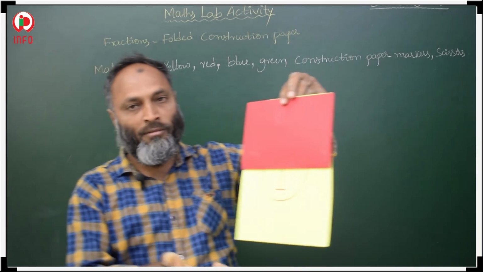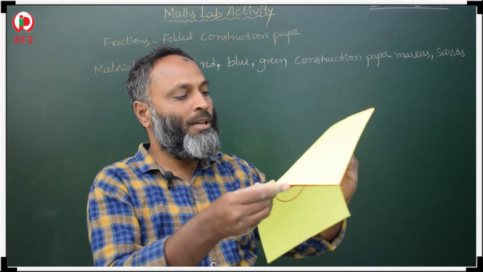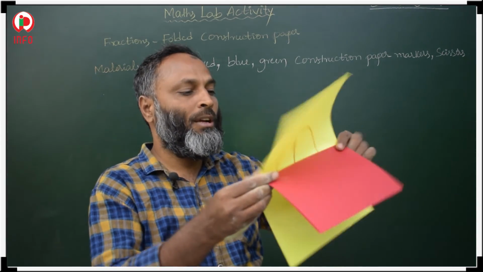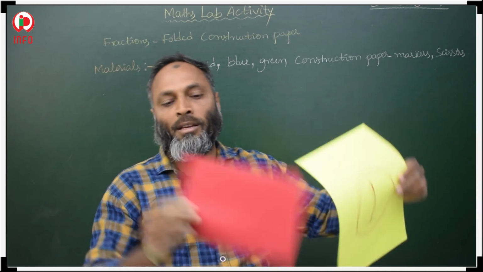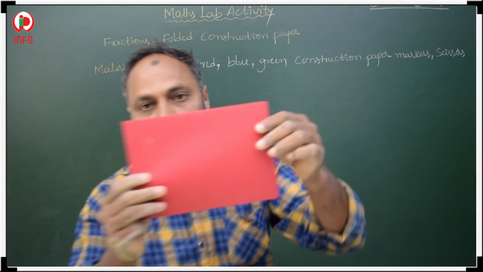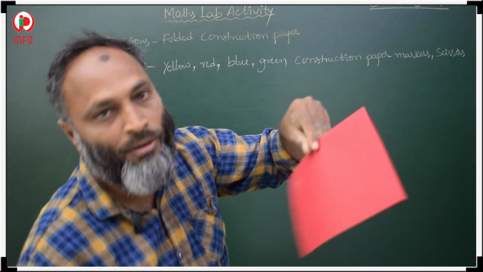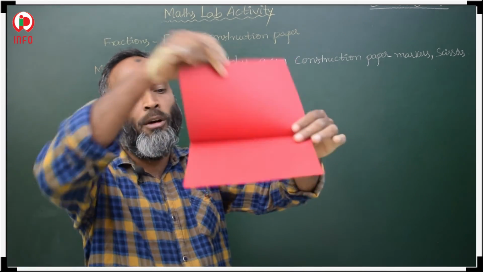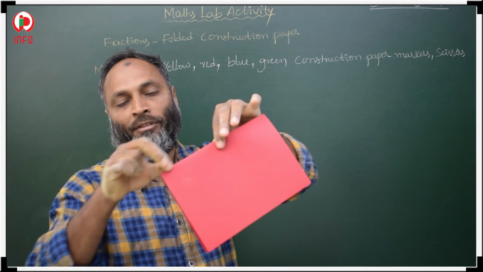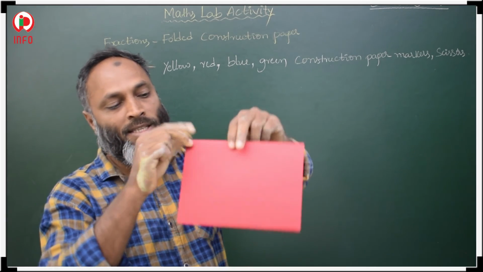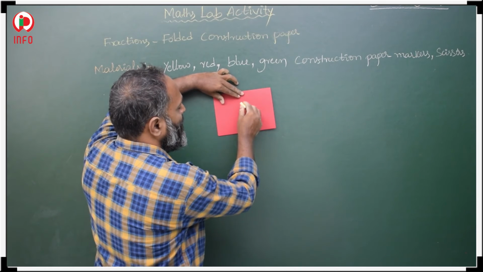If you keep one more half, it covers the complete sheet and makes 1. So, this is half, this is half, 2 halves make 1. How many times did we fold? We folded 1 time. If we fold 1 time, this portion represents half, 1 by 2.